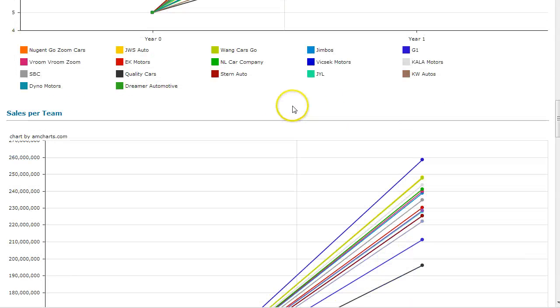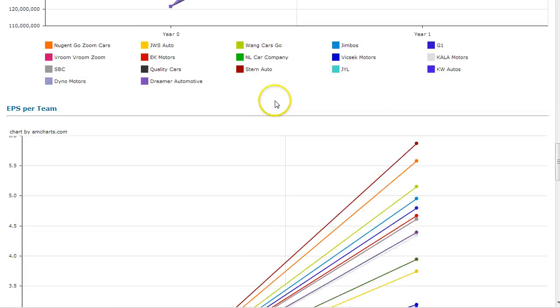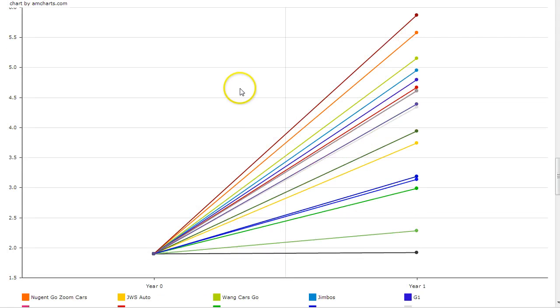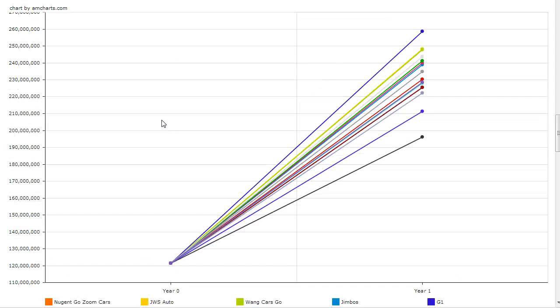So if you look at earnings per share, you'll see that I had the second highest earnings per share, giving me the second highest stock price. And that's why, if you don't have the profits, you're not going to have the earnings per share. It's going to push up your stock price because that's what investors look at.